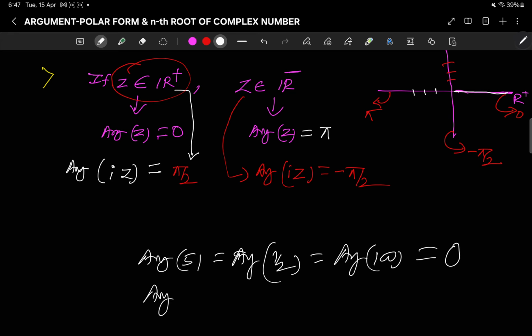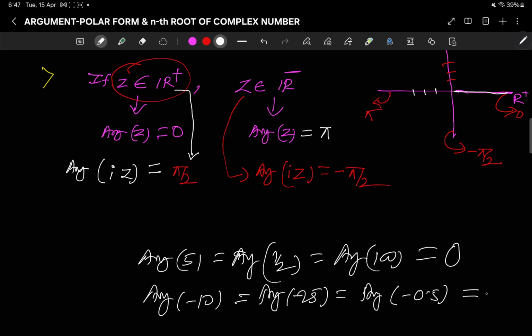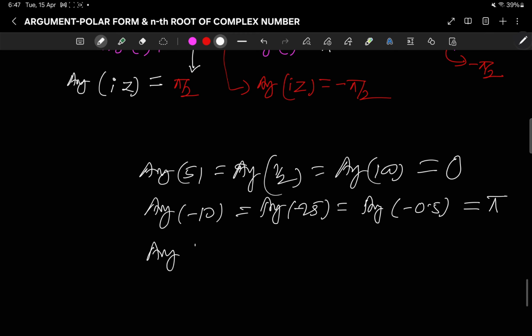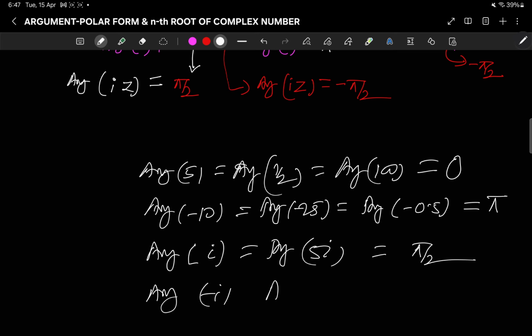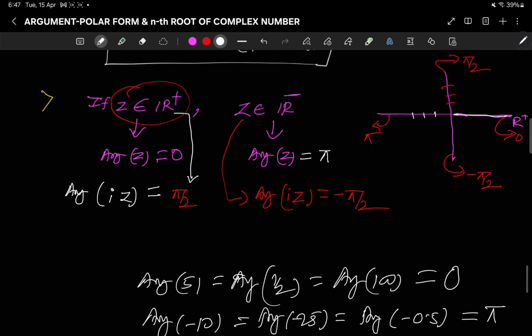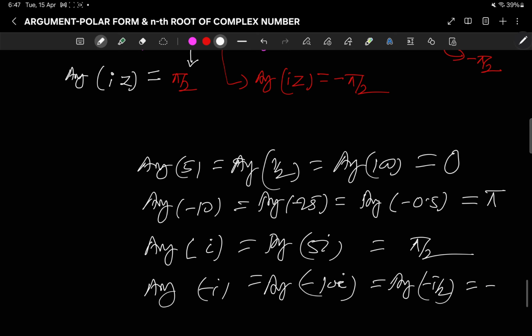If I write argument of minus 10, or argument of minus 25, or argument of minus 0.5, whatever I write, it is on the negative real axis, so it is pi. Similarly, argument of i, argument of 5i, whatever it may be, is pi by 2. And argument of minus i, argument of minus 10i, these are all on the negative imaginary axis, so this will be minus pi by 2.